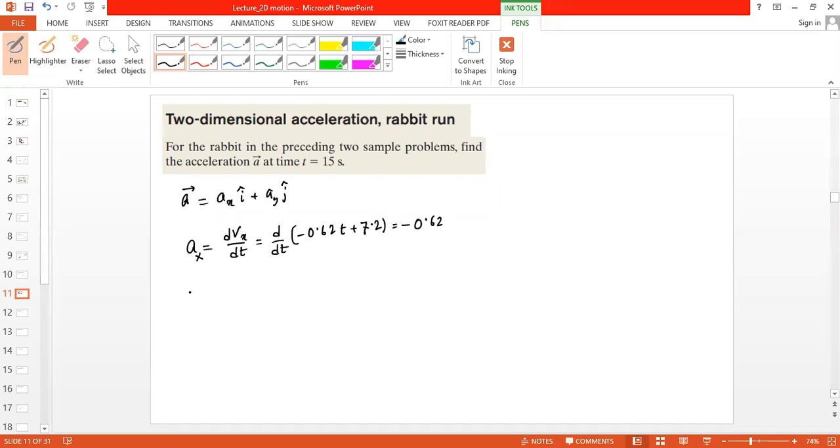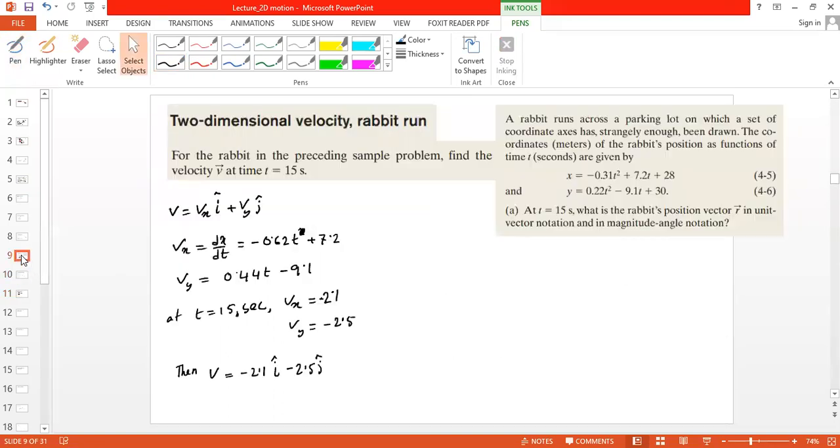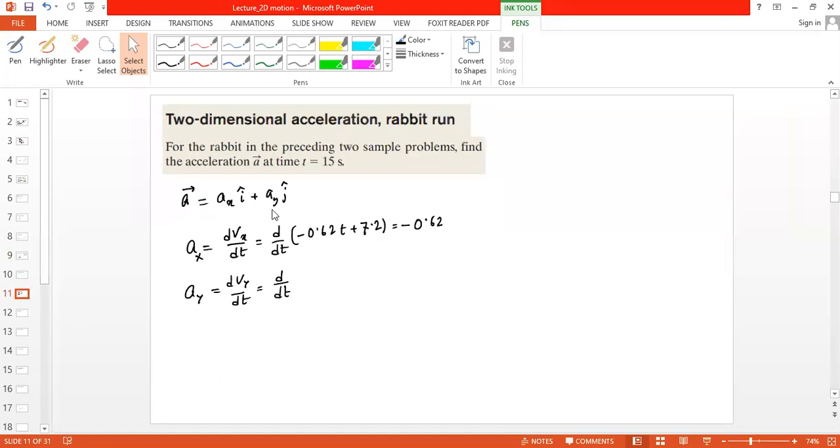Same again, a_y is equal to the differentiation of v_y with respect to time, that is d/dt of v_y. v_y is 0.44t minus 9.1. So this is basically 0.44.